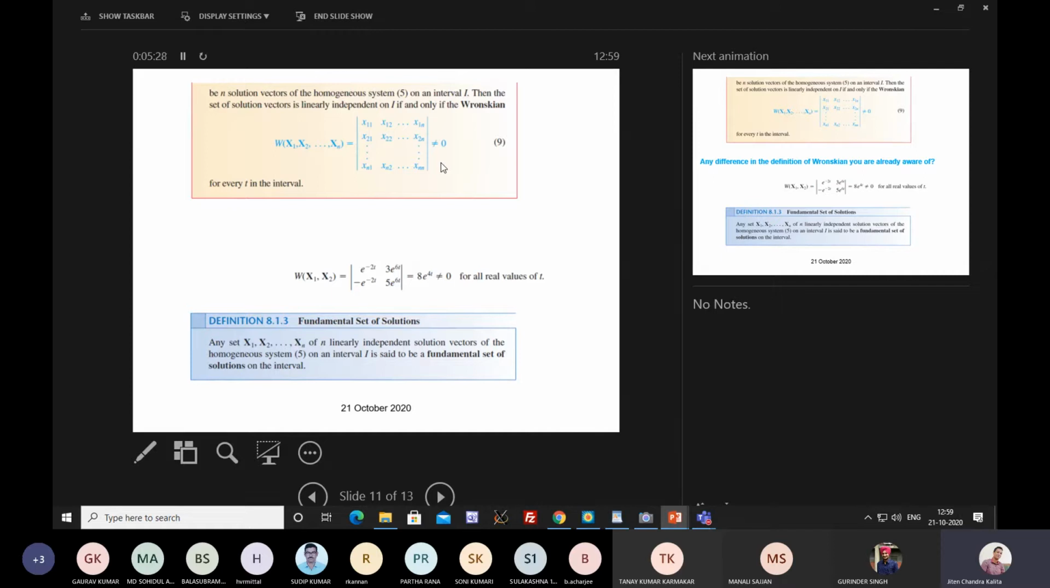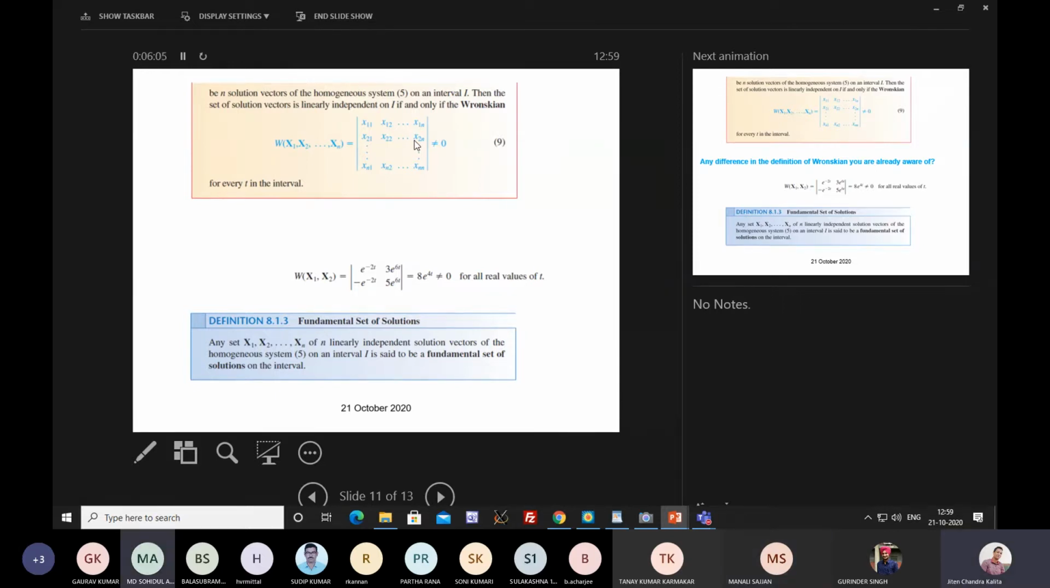Okay. Earlier, what happened? When we considered a single nth order equation, I defined the Wronskian in terms of some scalar functions y1, y2 up to yn, right? And the Wronskian was nothing but a determinant whose rows were nothing but the successive derivatives of the linearly independent solutions. Is it okay with everybody?